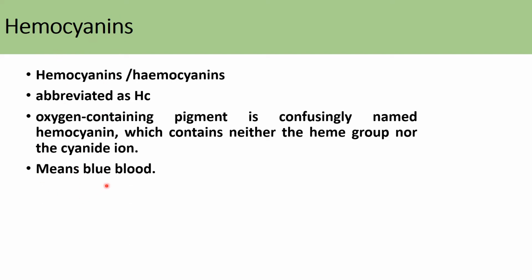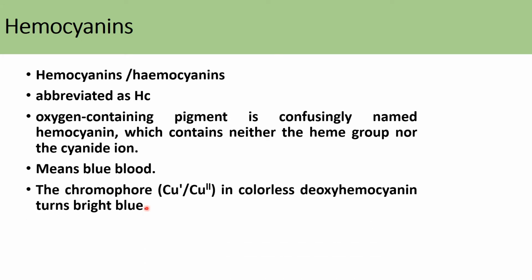Hemocyanin means blue blood. The chromophore: copper 1, copper 2. We know in hemocyanin the active site contains two copper atoms or copper ions. The chromophore contains copper 1 in colorless deoxyhemocyanin, which turns to copper 2, forming a bright blue color. So it's known as the blue blood. The oxygenation causes a color change between the colorless copper 1 deoxygenated form and the blue copper 2 oxygenated form.